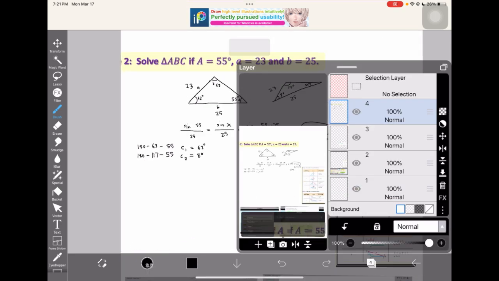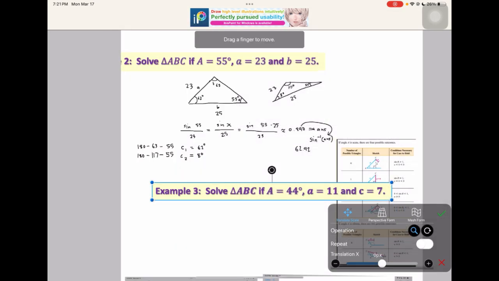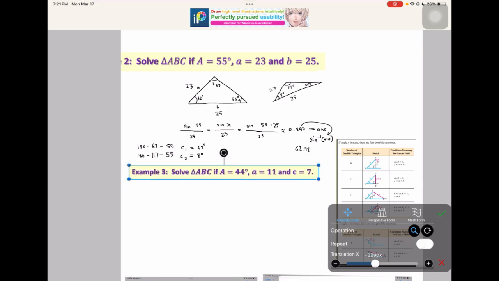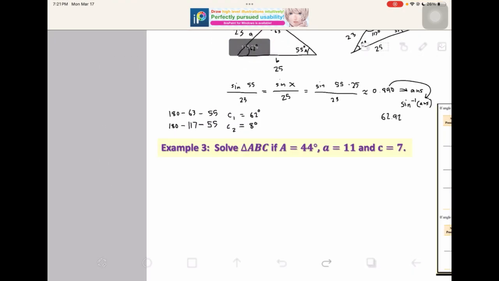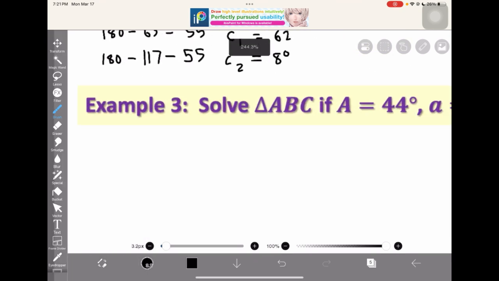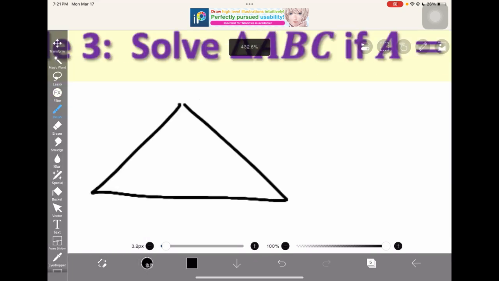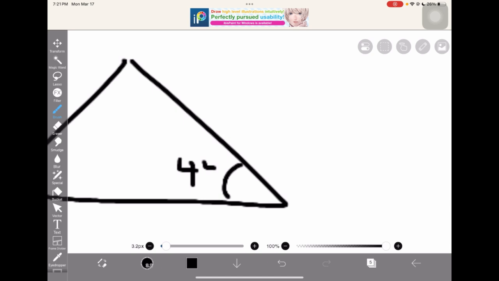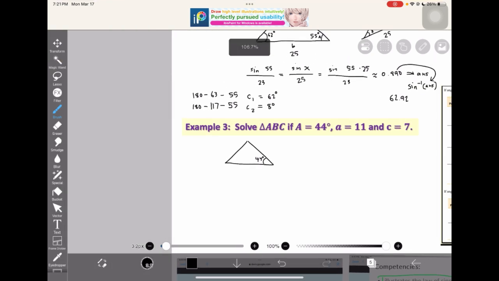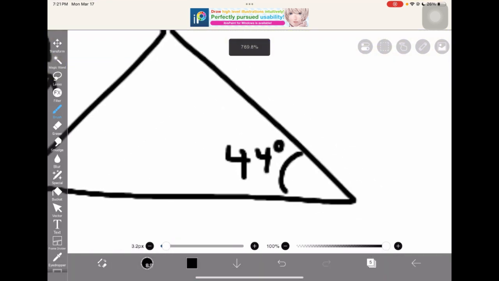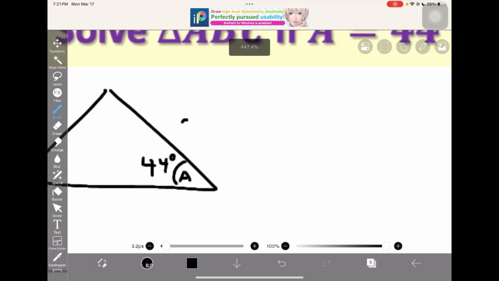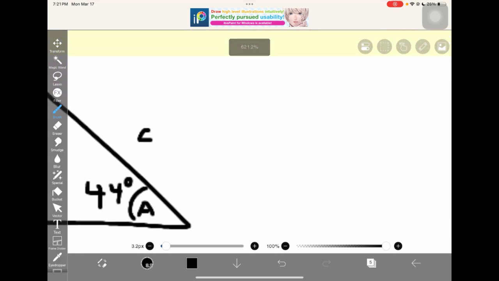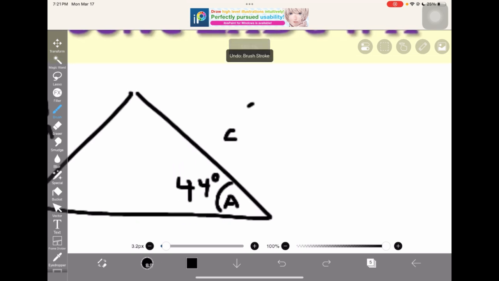Meanwhile, let's try to do that on the third angle here. Let's try to do this one here. Okay, let's try to draw this again. So once again, we have a triangle with a 44 degree angle, and A is equal to 11, while C is equal to 7. We don't know what B is, unfortunately.